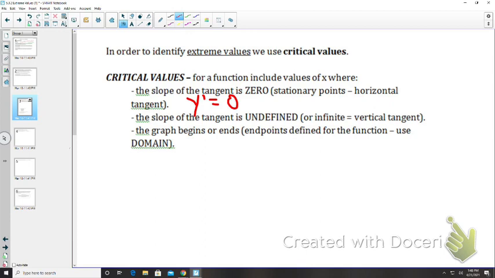Another critical value is when the slope of the tangent is undefined or infinite. That's when we have a vertical tangent, so that's when our y prime is equal to infinity. It's really hard to draw with the mouse, if you couldn't tell. And then another critical value is where the graph begins or ends. That's quite important. So, let's go over an example.